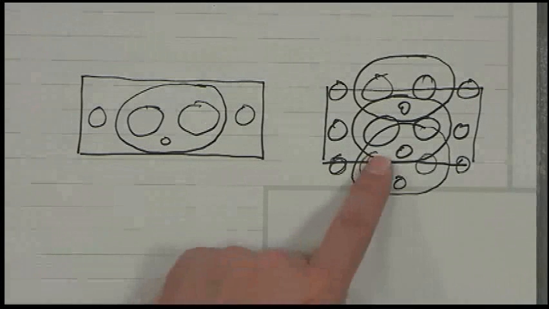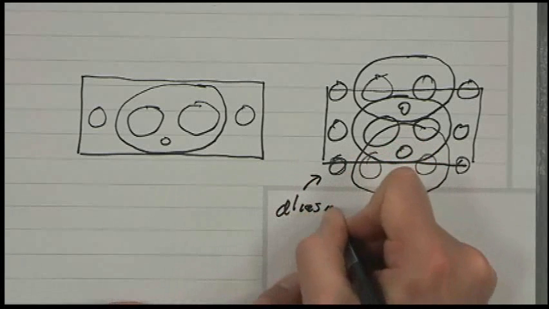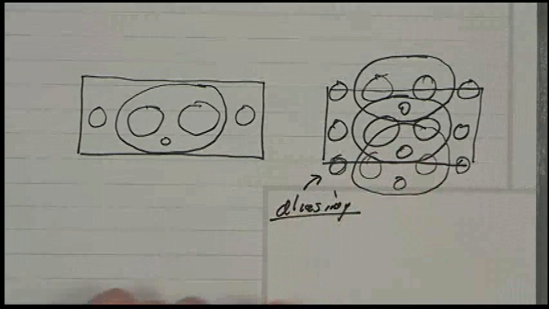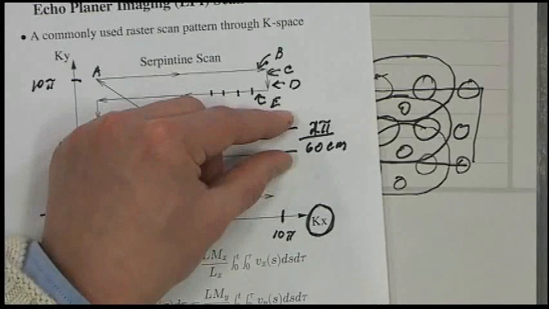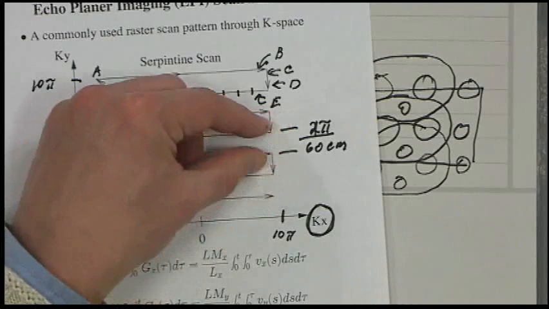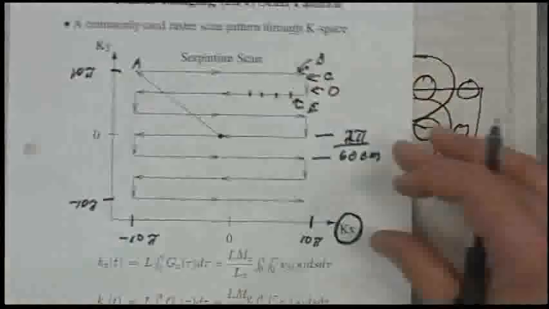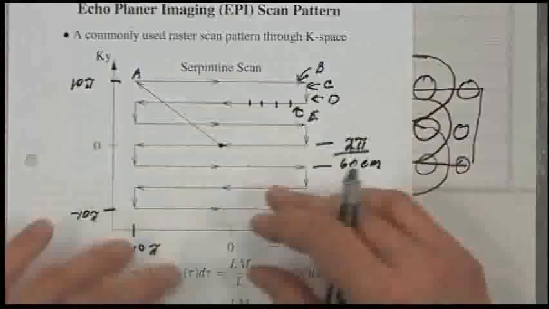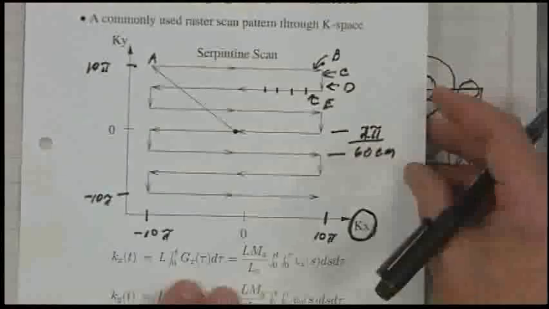So this is called aliasing. In order to avoid aliasing, you need to make the spacing here fine enough. By making this spacing finer, you make the field of view larger. So it's always the case that in one domain you make something small, and in the other domain you make it large. All right?